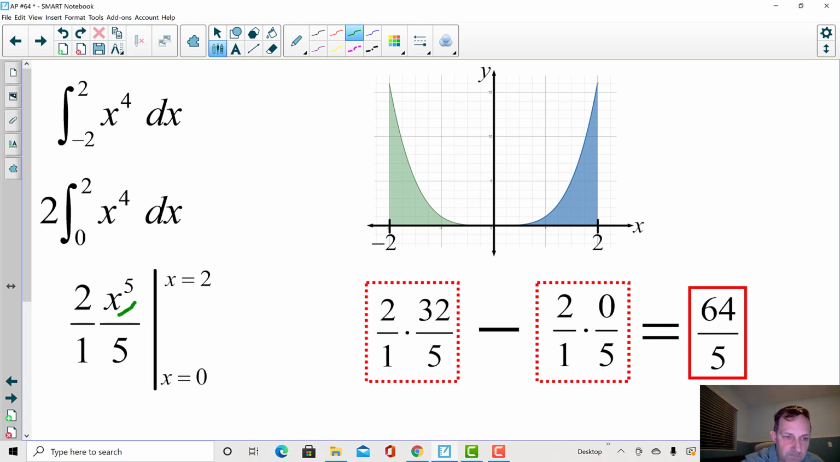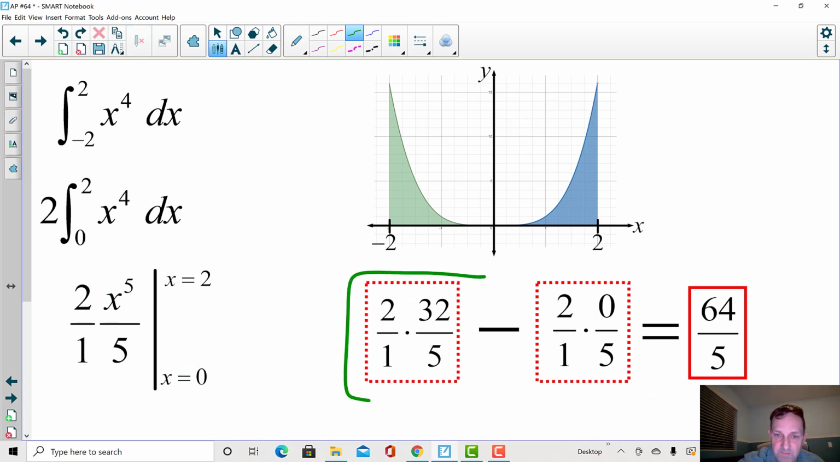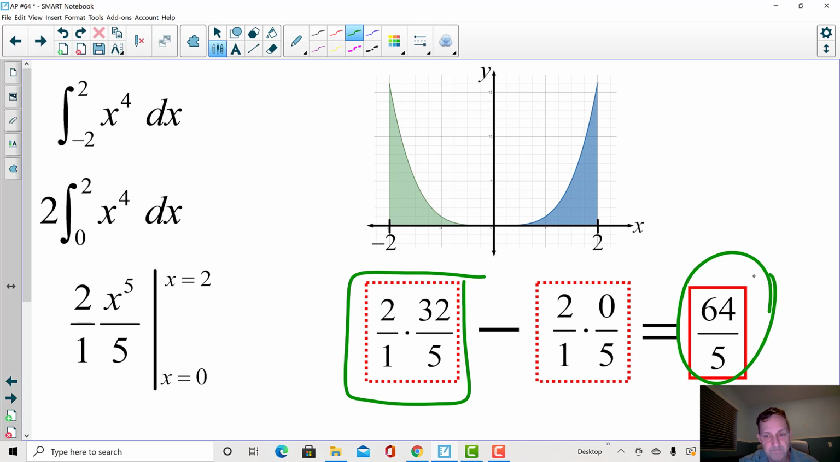So if you plug in the 2 first, the 2 goes here. 2 to the 5th power is 32. Then you do your minus, and then we're going to plug in our 0. So the 0 goes here. It would be 0 to the 5th power, which is 0. So this second piece actually just becomes 0. The first piece becomes 64 over 5. And there's our final answer.